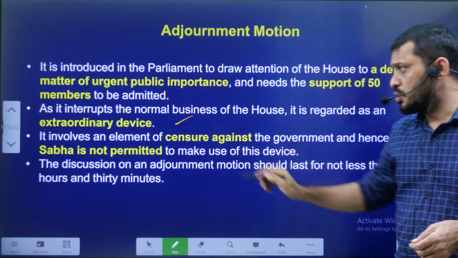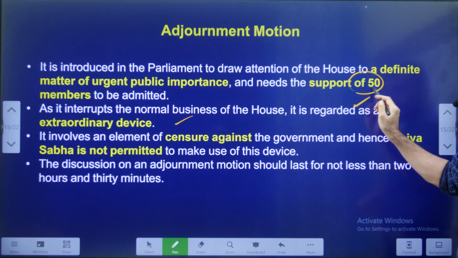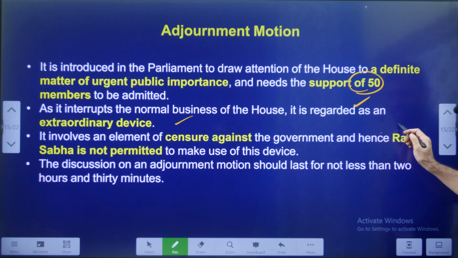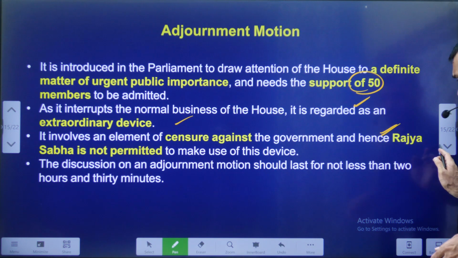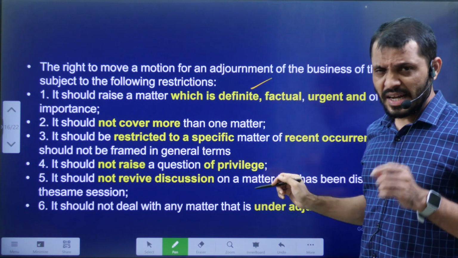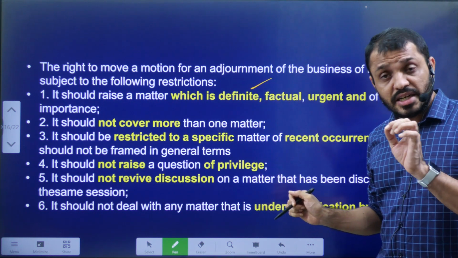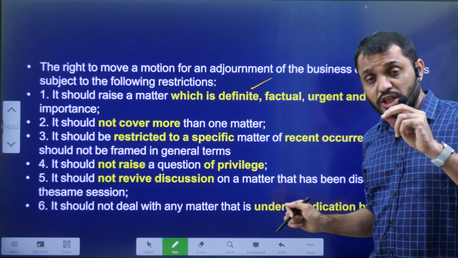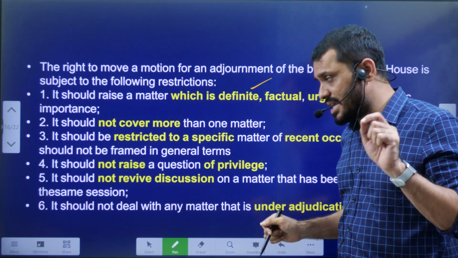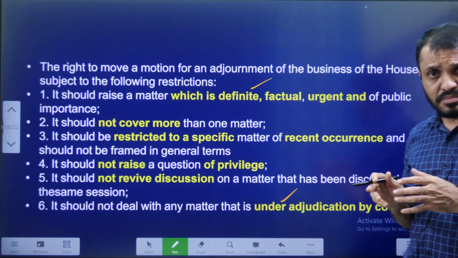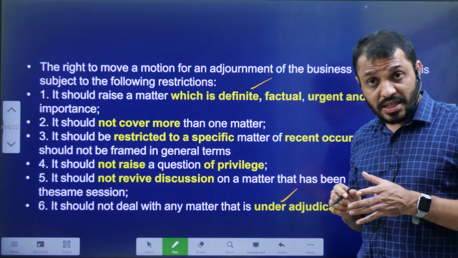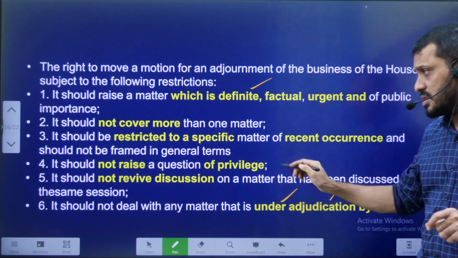It is generally used as an extraordinary device. It requires at least 50 members' signatures, students. It is a censure against the government and it is not available to the Rajya Sabha. You have to remember, an adjournment motion must be very clear. It is not a generalized one. If the issue is already discussed in that particular session, again you cannot introduce the adjournment motion on the same thing. If it is under court jurisdiction, sub judice, in that condition also you cannot introduce the adjournment motion.